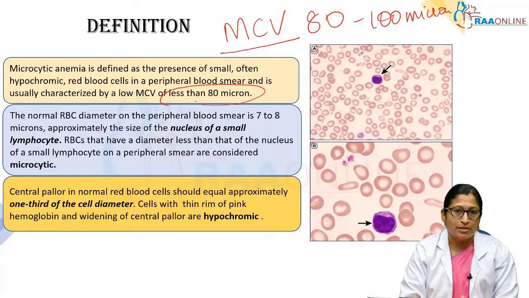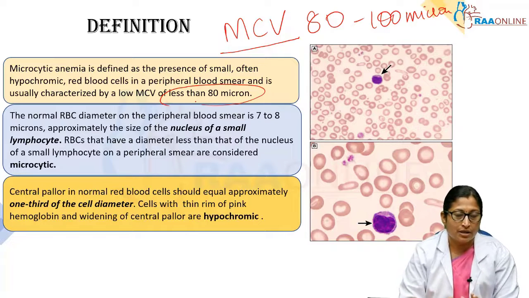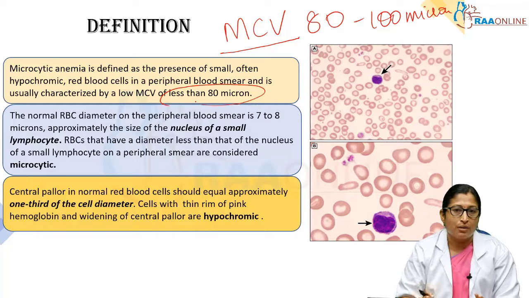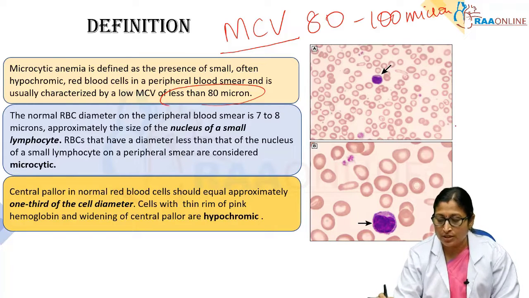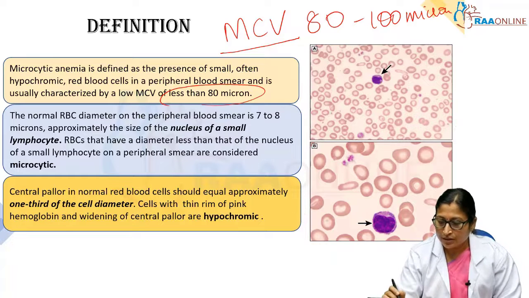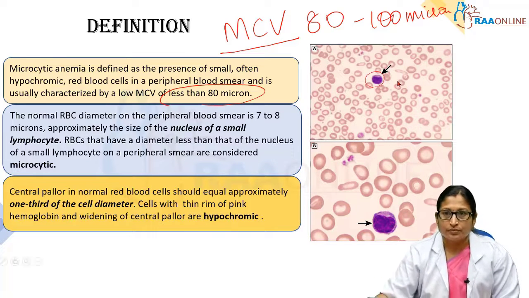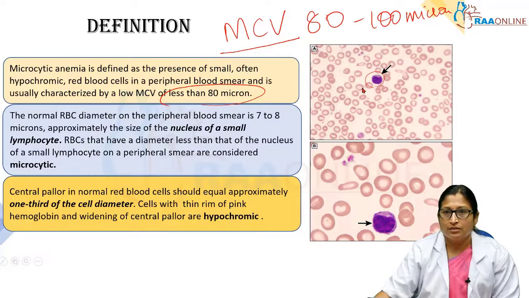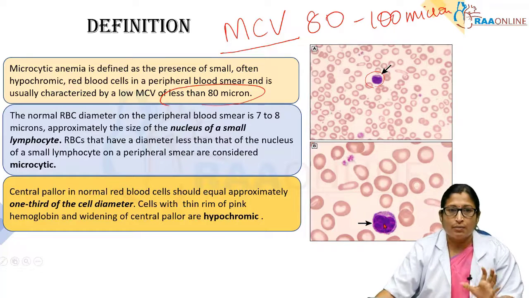So in the peripheral blood smear, how do you say it is microcytic anemia? The normal RBC diameter in the peripheral blood smear is 7 to 8 microns, which is approximately the size of the nucleus of a small lymphocyte. Here I have shown a peripheral smear picture. This is the small lymphocyte. Look at the nucleus of the small lymphocyte and compare it to the RBCs, the red blood cells. So these RBCs are smaller than the nucleus of the small lymphocyte, and you call these cells microcytic.